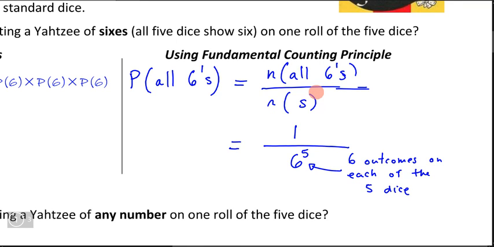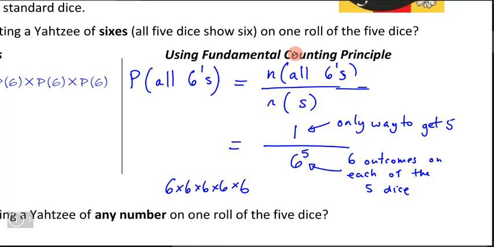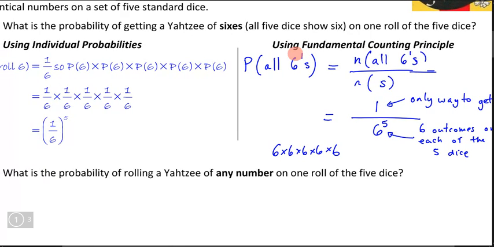Okay, so you're more familiar with when I showed you it was 6 times 6 times 6 times 6 times 6. Each dice represented the number of outcomes for each, so 6 for each dice, and then multiply them all. The number on top, that 1, only represents the one and only way to get 5 6s. All right. So that is how I can calculate the probability using the fundamental counting principle and still get the same result as you would if you were to just do individual probabilities.